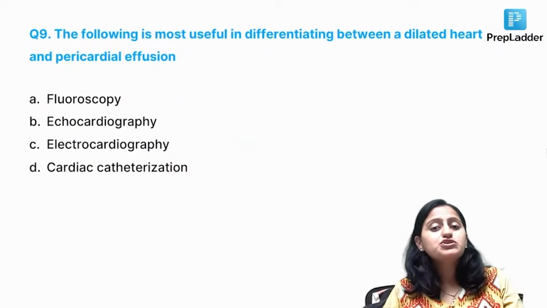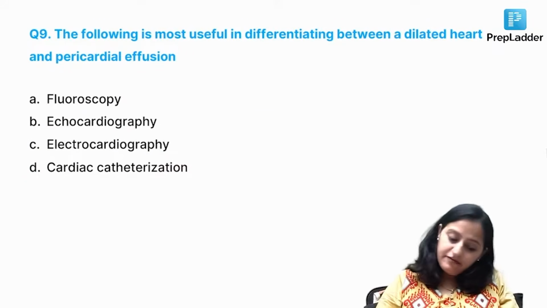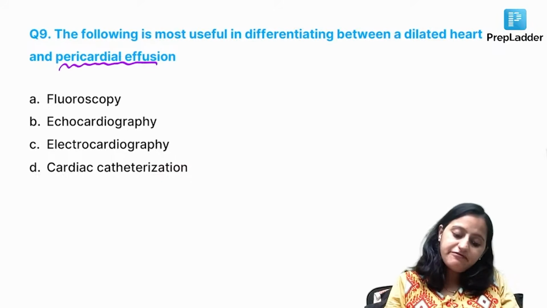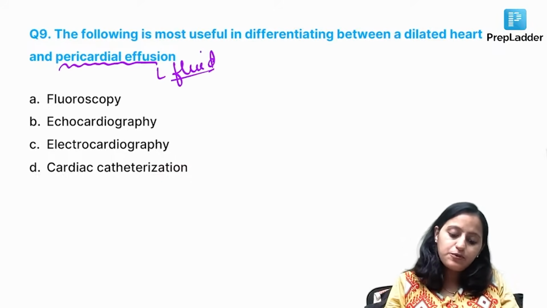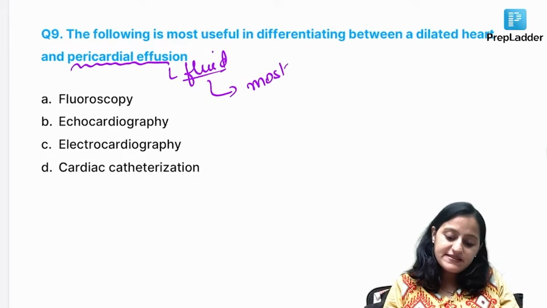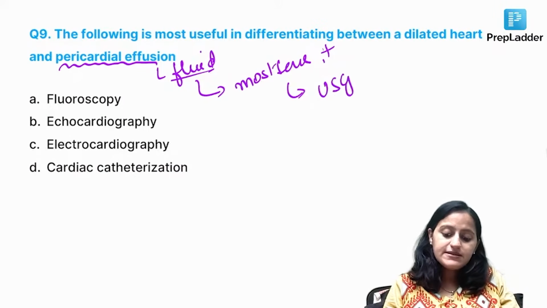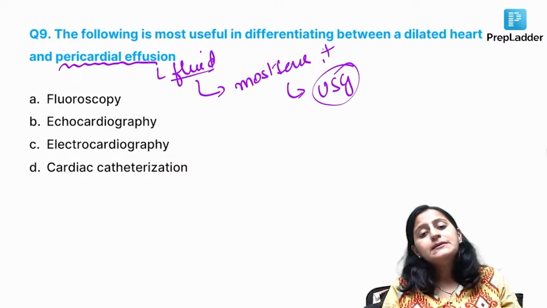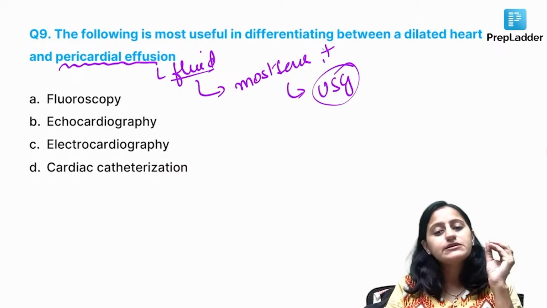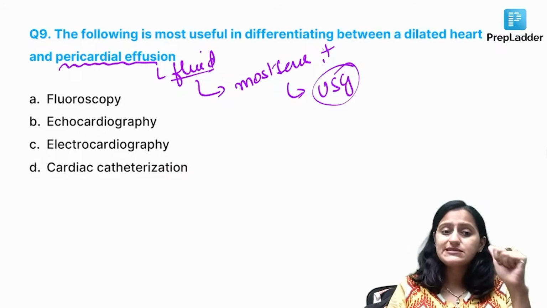What is most useful in differentiating a dilated heart and pericardial effusion? Very good. See, wherever there is effusion, there is fluid that you want to look at. What is the most sensitive investigation for fluid? It is ultrasound, right? Because even minimal fluid is very well picked up on ultrasound. So that is why it's going to be ultrasound. What is ultrasound of the heart called?